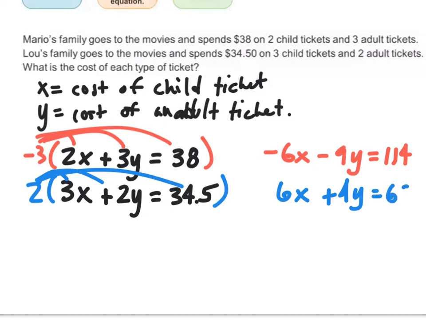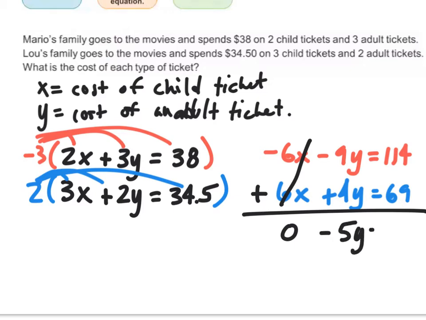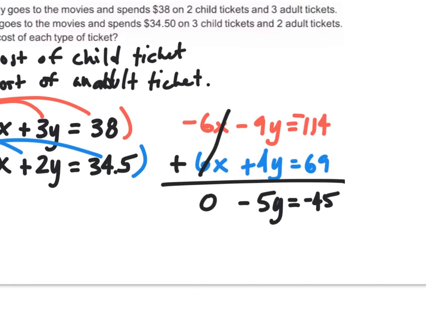Okay, so now I can eliminate the terms with x. -6x plus 6x, if I add those together, it's going to get eliminated. I'm going to get 0. If I take -9y and add 4y to it, that's going to give me -5y. And then -114 plus 69 is going to give me -45. So I get -45 out of this. Now I'm going to divide both sides by -5, and I get that y is equal to +9.